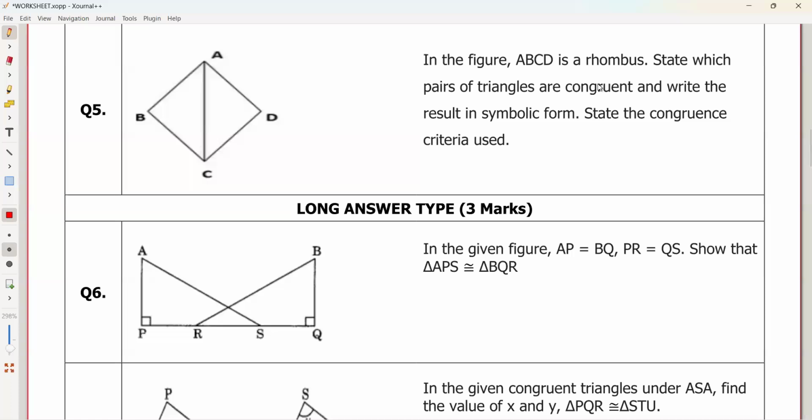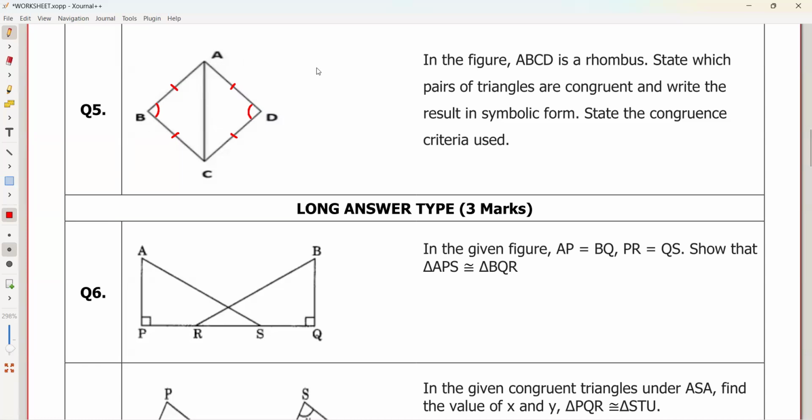You can just say rhombus property. What are the properties of a rhombus? In a rhombus, first one is all the sides are equal. Opposite angles are equal, right? In a rhombus, all the sides are equal. Opposite angles are equal. So based on this itself, you can just say the two triangles are congruent. Which two triangles are congruent?